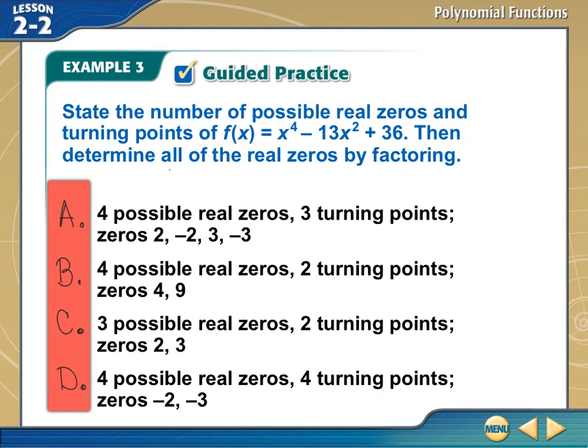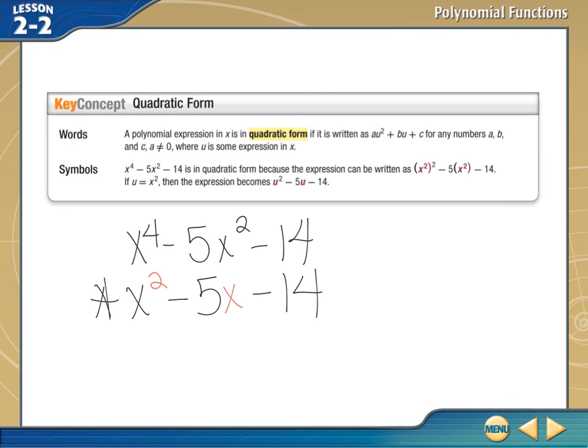So I want you to hit pause here. I want you to state the number of possible real zeros, the turning points, and then I want you to determine all the real zeros by factoring. Well, hopefully you picked A, and if you struggled with that, stay tuned for the next slide.